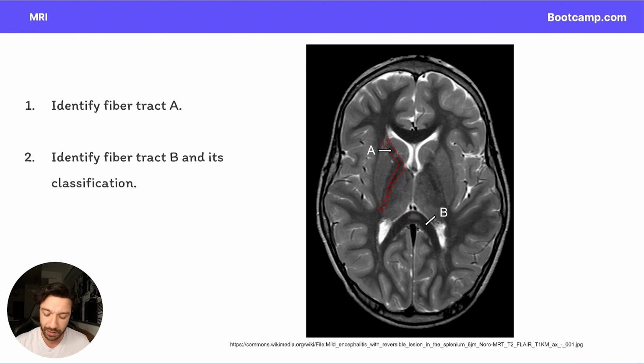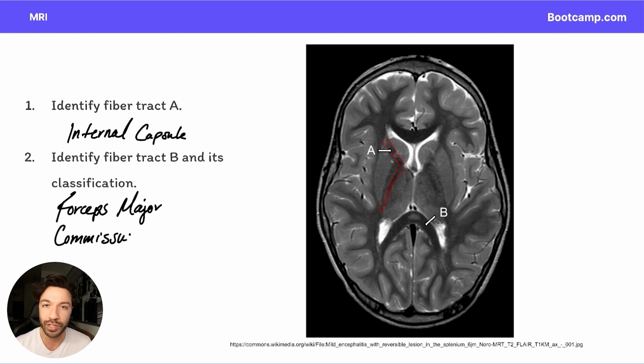And if you remember what is coming off of that splenium of the corpus callosum, there are these commissural fibers, which are going to be connecting this occipital lobe region on either side. So this is going to be one of our forceps bundles. And if you remember, you always draw that A back here, and A is found in major. So this is going to be the forceps major fiber, and again, it's a commissural fiber. So for question 1, this is the internal capsule, and for question 2, this is the forceps major, which is a commissural fiber.